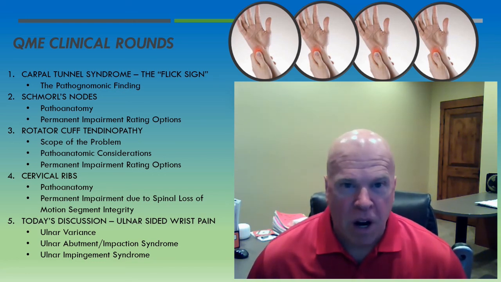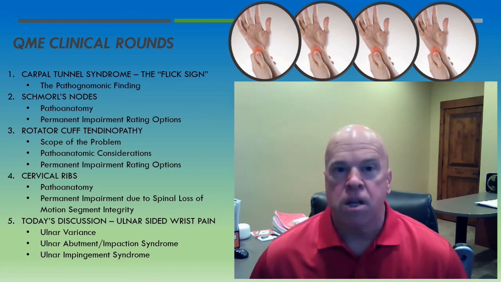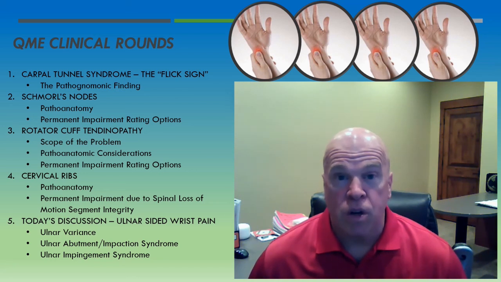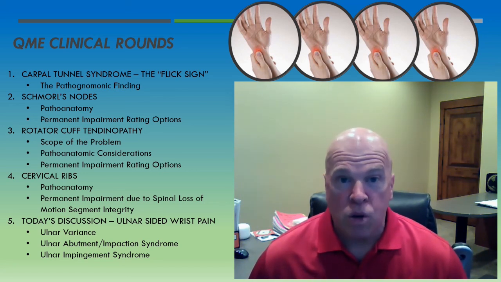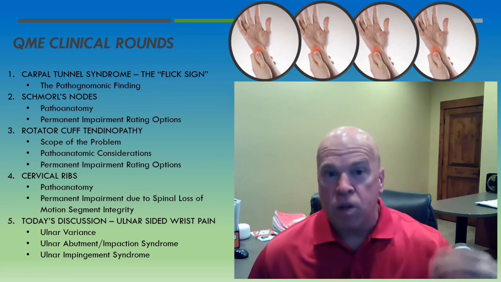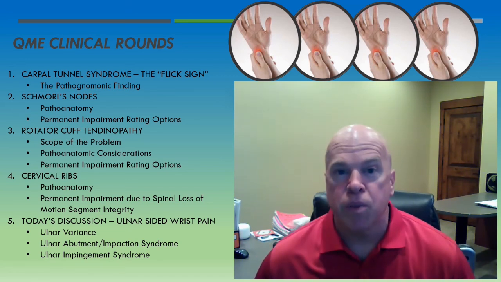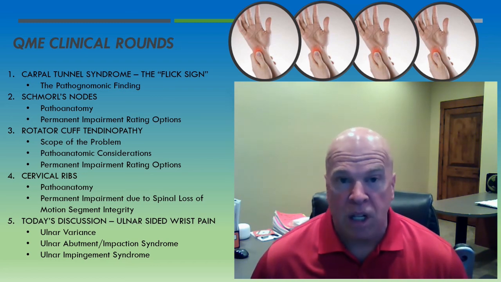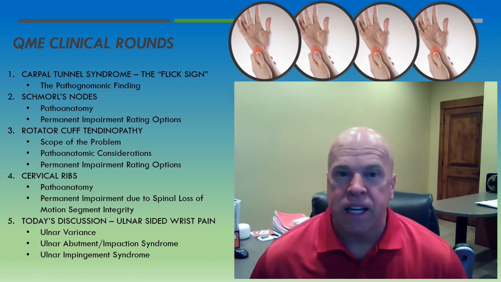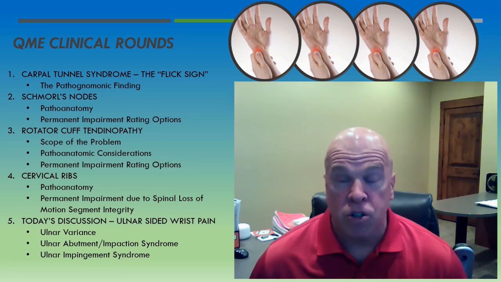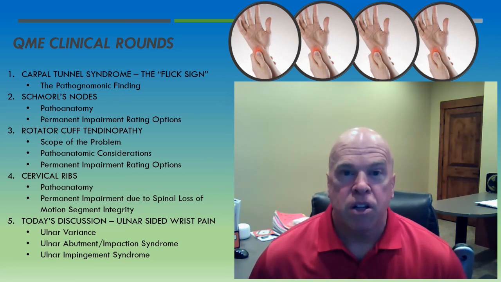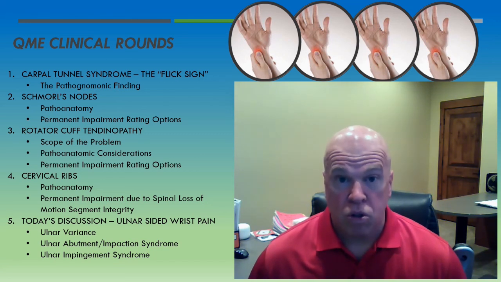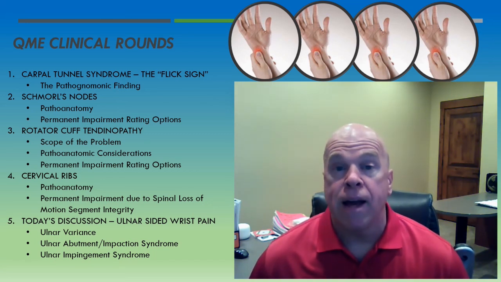And particularly with regards to carpal tunnel syndrome, there's one highly significant clinical observation known as the flick sign. When you observe your examinee to present with a flick sign, and the flick sign is simply a pain behavior that the examinee adopts in order to obtain relief from the numbness and tingling and congestion of bona fide carpal tunnel syndrome, it's almost pathognomonic for bona fide carpal tunnel syndrome.